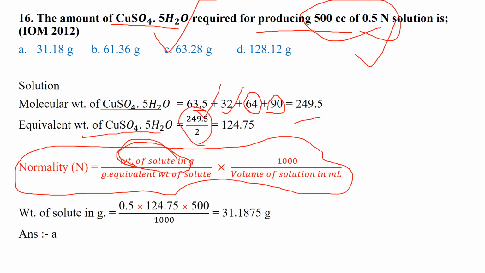Why is this 2? Because the total positive charge present in copper sulfate is 2, Cu2 plus, and in the case of sulfate, SO4 2 minus. So the total positive charge or total negative charge, right? Molecular weight divided by either the total positive charge or total negative charge gives the equivalent weight. So 124.75. Just put this value in this equation, then the answer will be automatically obtained. Right.